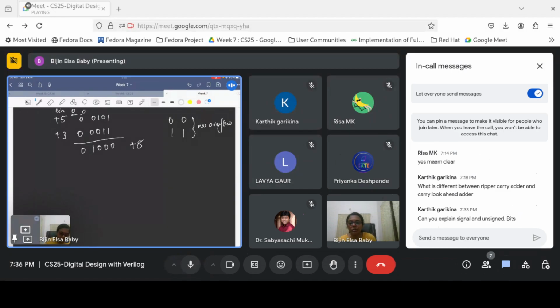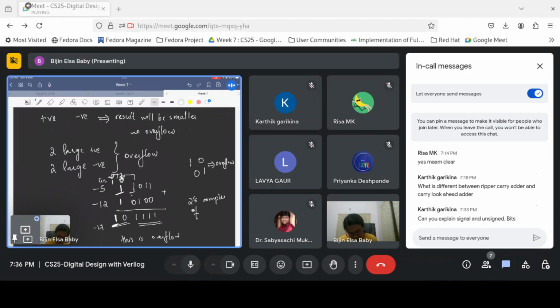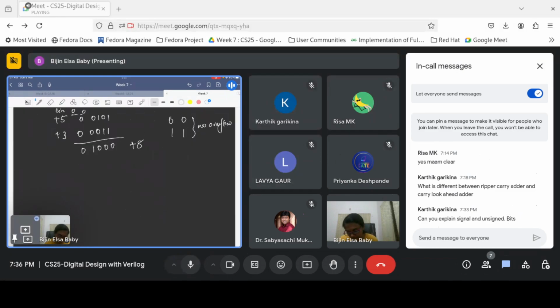The main point you need to remember is that overflow we can detect by observing the carry into the sign bit position and the carry out of the sign bit position. This is the carry from the data bit to the sign bit, and this is from the sign bit to outside. If it is 0, 1 or 1, 0, then overflow. If it is 0, 0 or 1, 1, then no overflow.